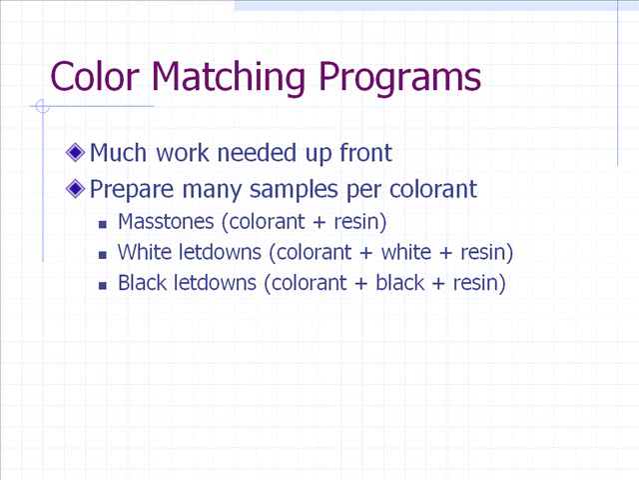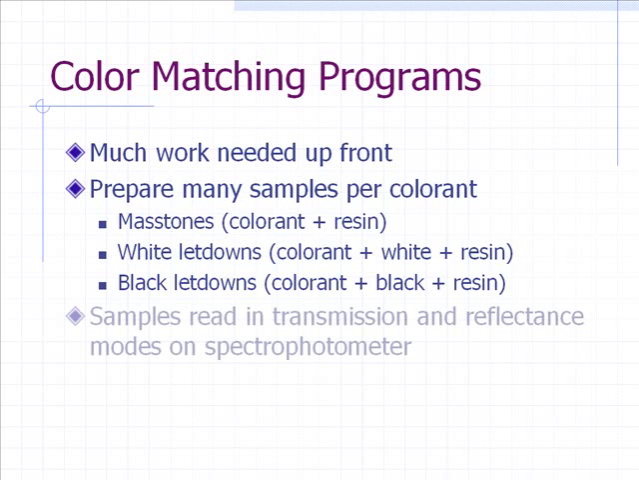And then you have to read all those into the system. Some of them you just read in reflectance, some of them you read in transmission and reflectance, depending on whether they match opacity also or just the color. You figure you have to make up 10 batches, say, for every single colorant you have. Make sure you make those batches right, because if you make mistakes when you make up these samples, then you read them into the computer, the data is wrong and you screw up your system. But that's another use for these curves.